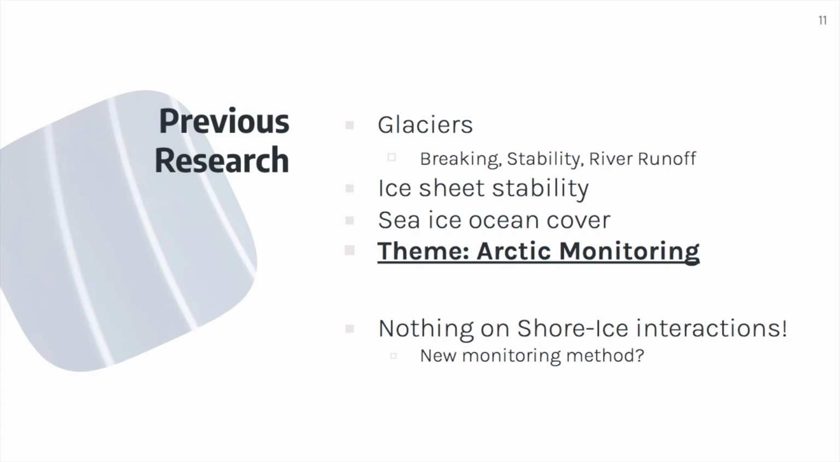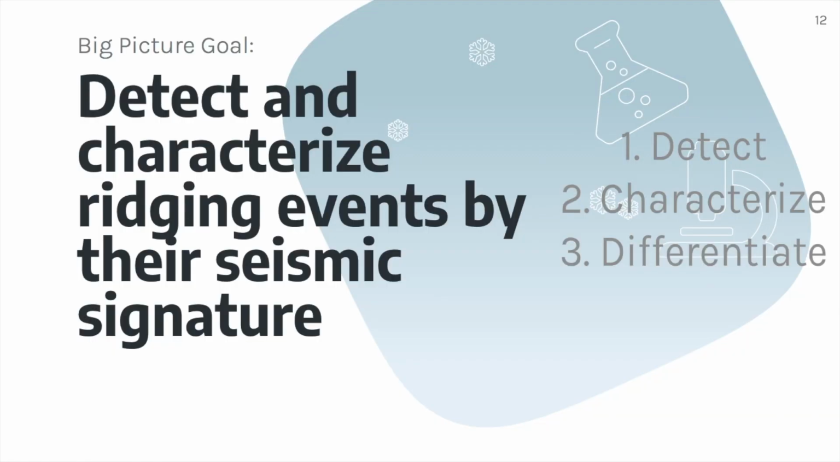Previous research on cryoseismology is focused on glacial calving, ice sheet stability, and sea ice ocean cover as it relates to microseisms, with a general overarching theme of Arctic monitoring or remote sensing. However, nothing is focused on shore ice interactions. This leads us to our big picture goal, which was to detect and characterize ridging events by their seismic signature.